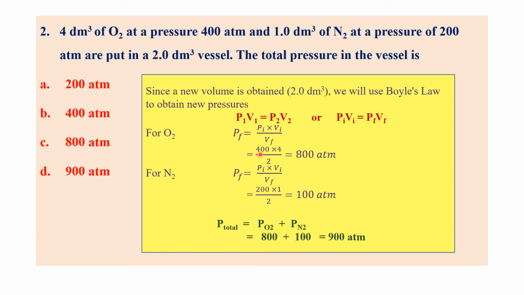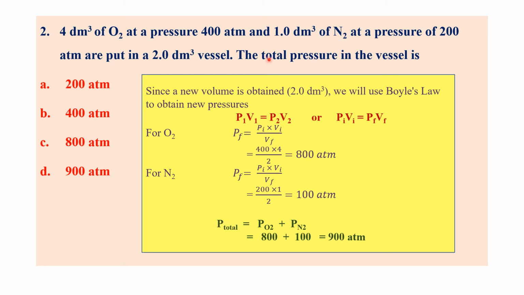Pi that is given in the question is 400 atmosphere, Vi is 4 dm cube, divided by the final volume, which is 2 dm cube. Solving it, we will get 800 atmosphere for oxygen. Similarly, for nitrogen, the formula is the same, Pi multiplied by Vi divided by Vf. So the Pi given in the question is 200 atmosphere, Vi is 1 dm cube, divided by 2 dm cube, that is the final volume, which is the same for both oxygen and nitrogen. Solving it, we will get 100 atmosphere.